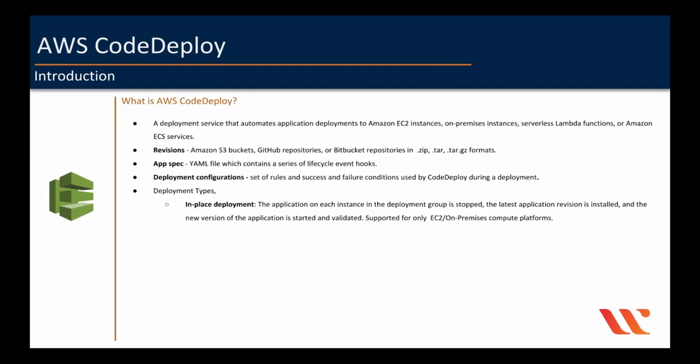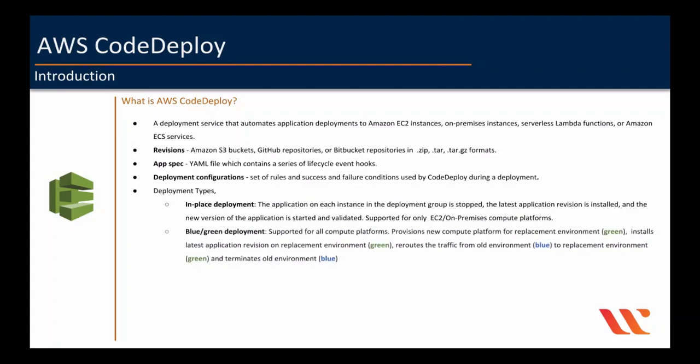Another deployment type is blue-green deployment. This is supported by all compute platforms. It provisions a new compute platform for the replacement environment, which we call green, installs the latest application revision on the replacement environment, reroutes the traffic from the old environment, which we call blue, to the replacement environment and terminates the old environment. This way, the environment which is serving traffic to users will remain untouched.